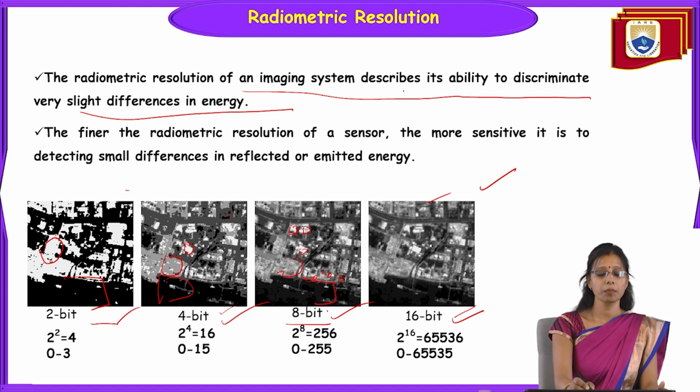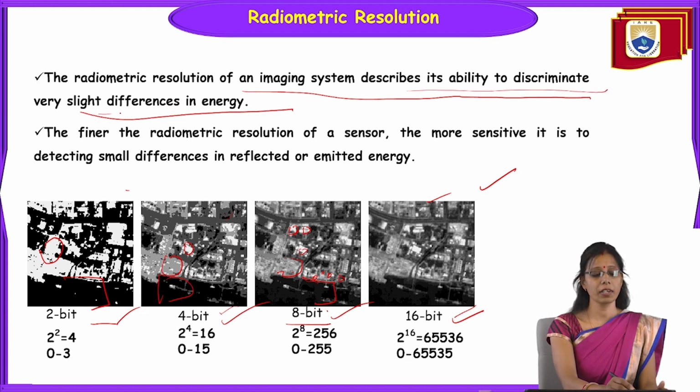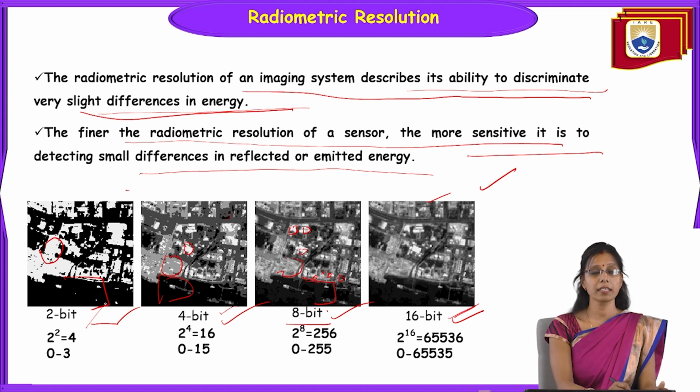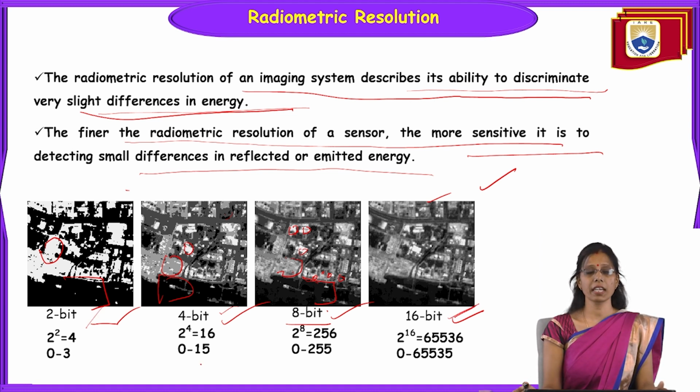So radiometric resolution of an imaging system describes its ability to discriminate very slight differences in the energy. The finer the radiometric resolution of a sensor, the more sensitive it is to detecting small differences in the reflected or emitted energy. So 16-bit, more clarity; 2-bit, less clarity. If the image is black and white, it's very hard to differentiate the features. So 16-bit means a much larger range of levels, and 8-bit is enough to differentiate 0 to 255. Then we are able to identify or discriminate the features in the image.